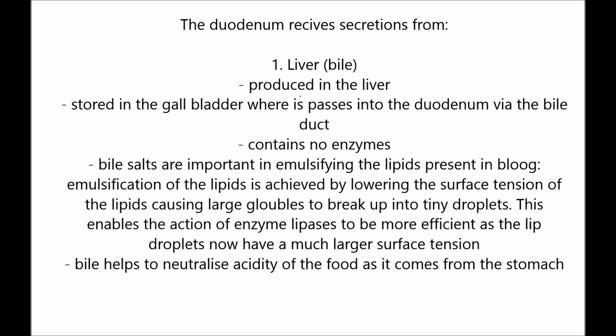Emulsification of the lipids is achieved by lowering the surface tension of the lipids, causing large globules to break up into tiny droplets. This enables the action of enzyme lipases to be more efficient, as the lipid droplets now have a much larger surface area. Bile helps to neutralise the acidity of food as it comes from the stomach as well.